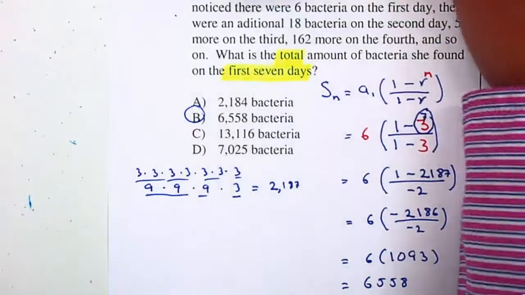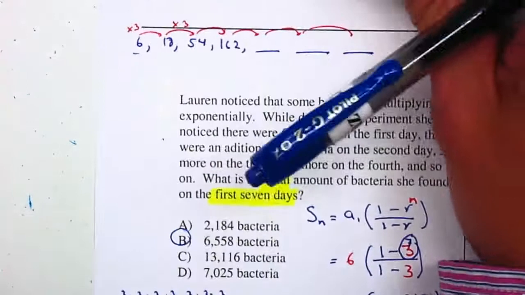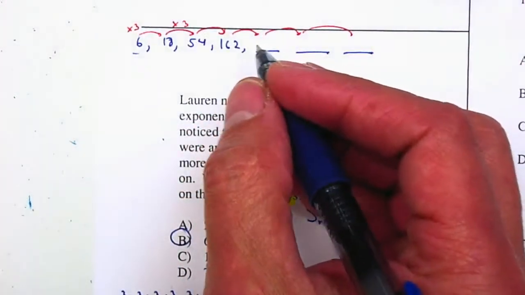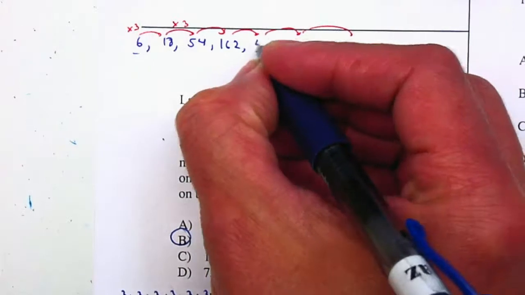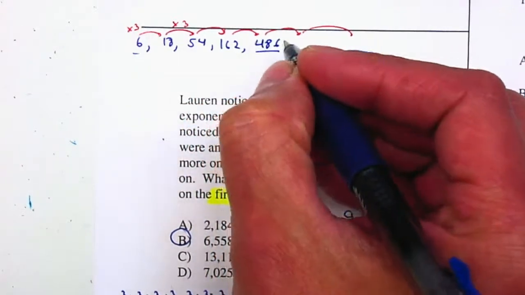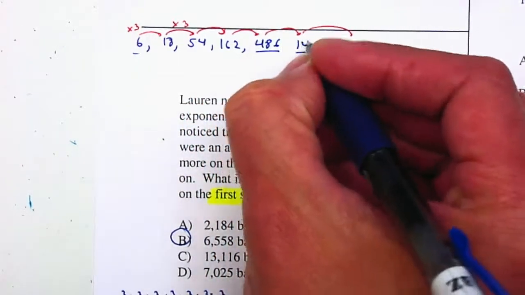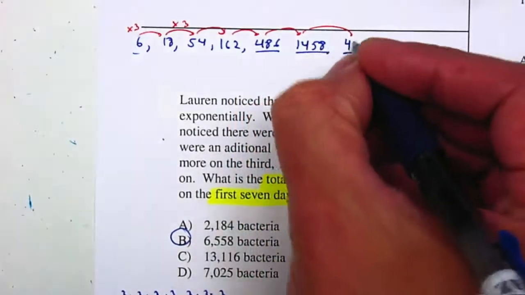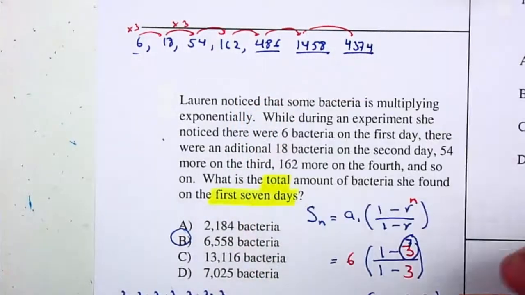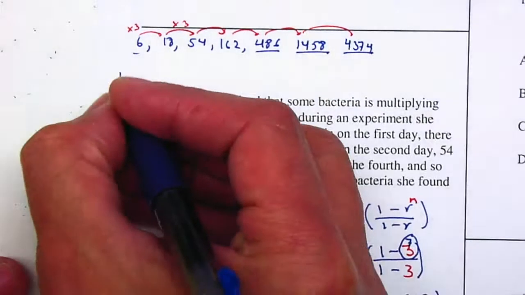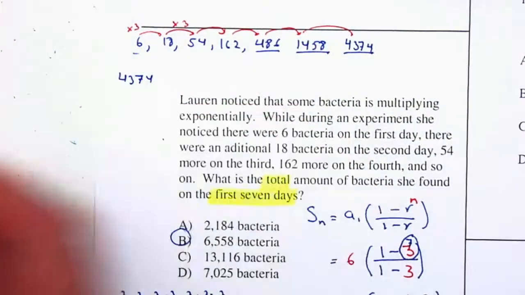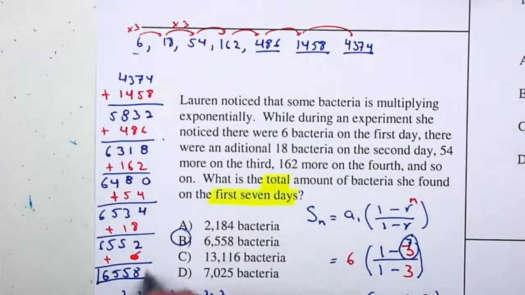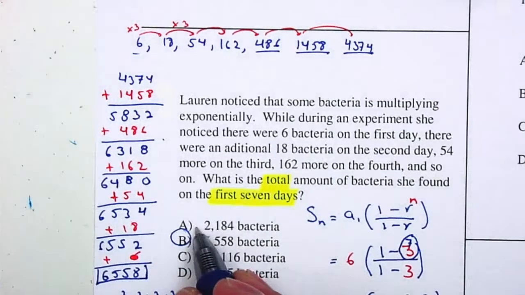Now remember, the other way of doing this is by just multiplying by 3. So once you multiply by 3, that will give you the next number. And if you multiply again by 3, it will give you 1,458. And if you multiply again by 3, it gives you 4,374. You can also add them. So if you add 4,374 and you add all those numbers, you'll get 6,558. So your answer will be the same.